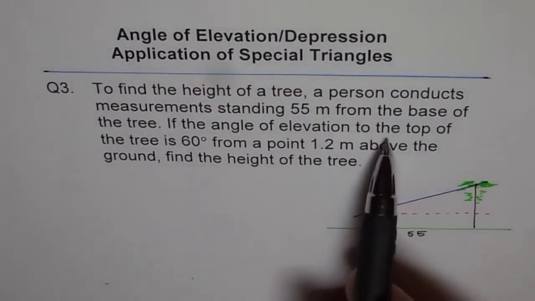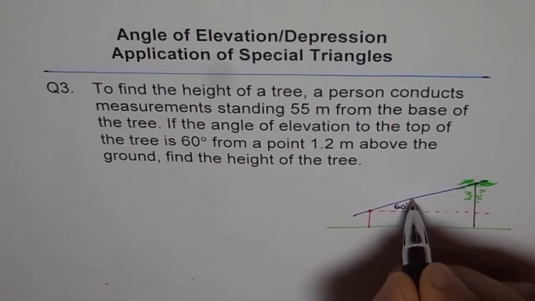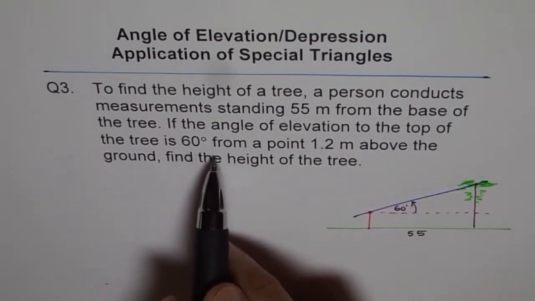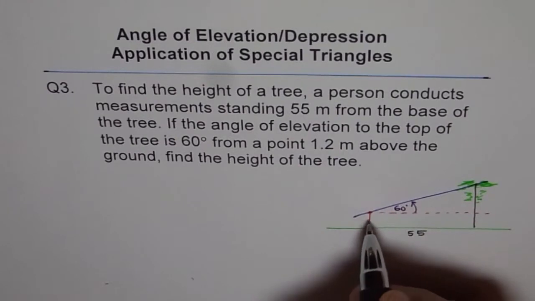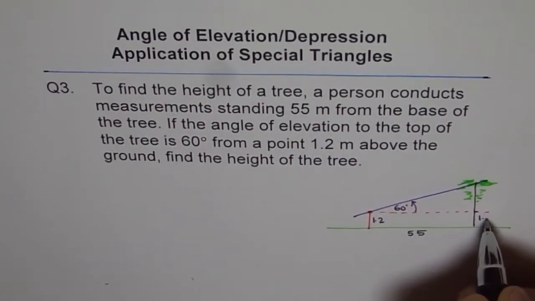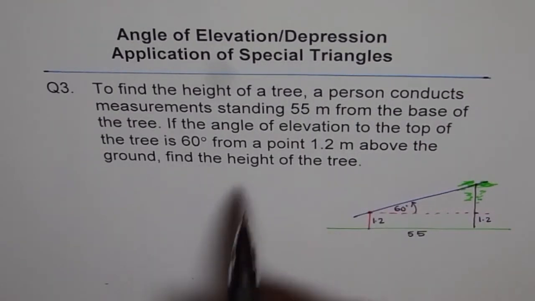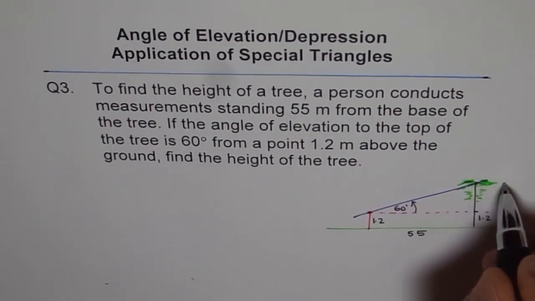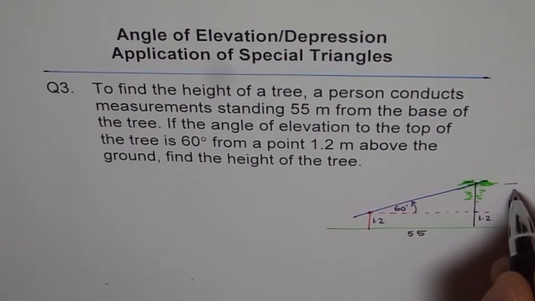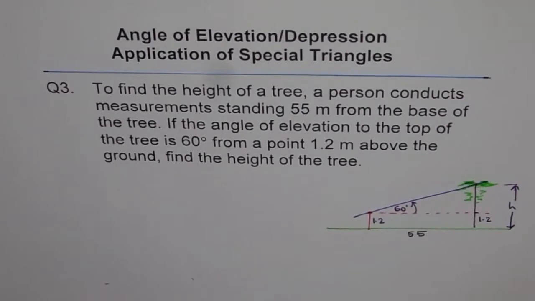If the angle of elevation to the top is 60 degrees, so let's make this 60 degrees, from a point 1.2 meters. So this height is 1.2, so this also becomes 1.2 here, right? Above the ground, find the height of the tree. So we have to find this height, this total height, correct? Total height. That is the problem, correct?